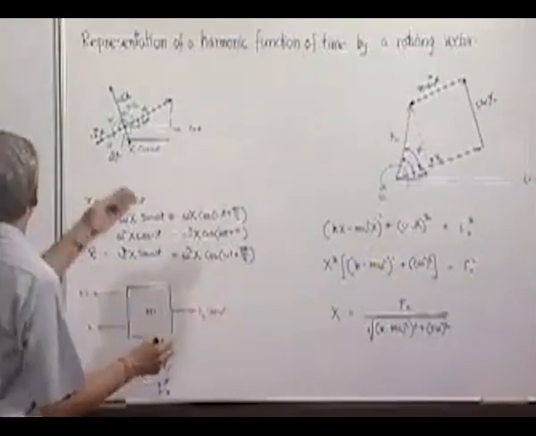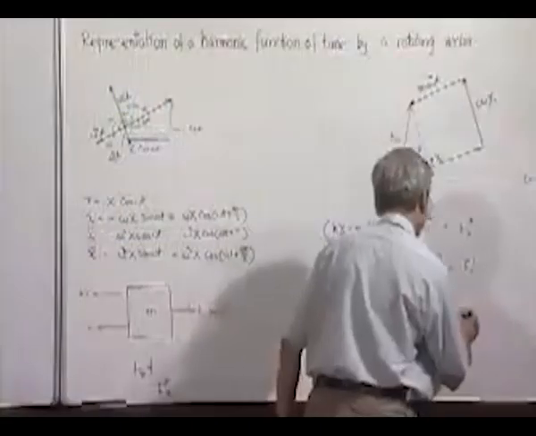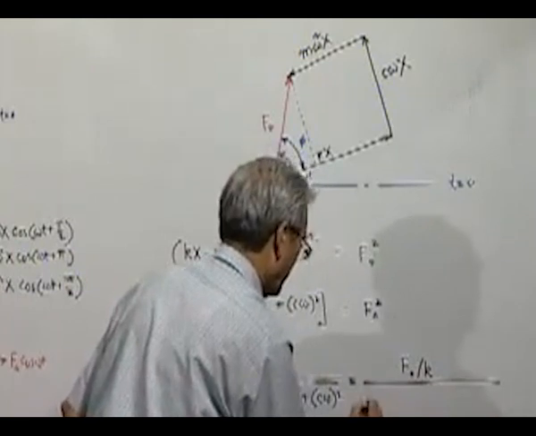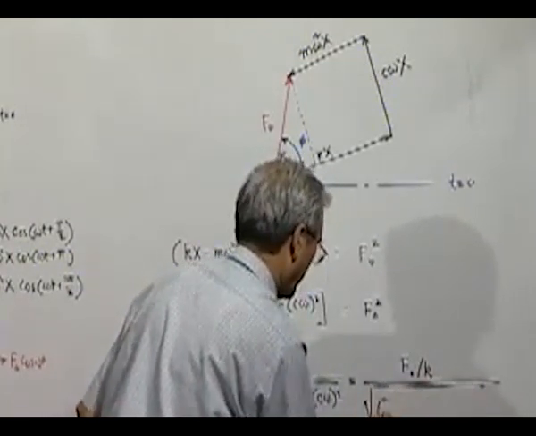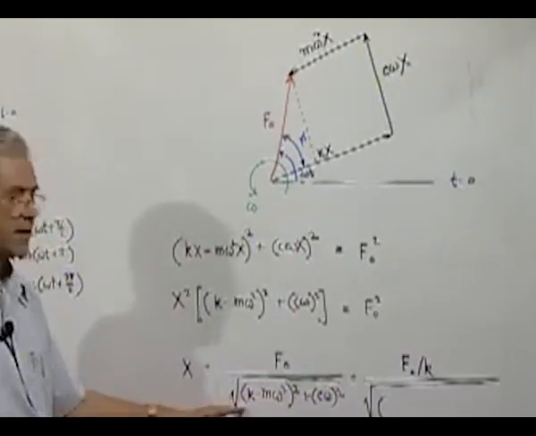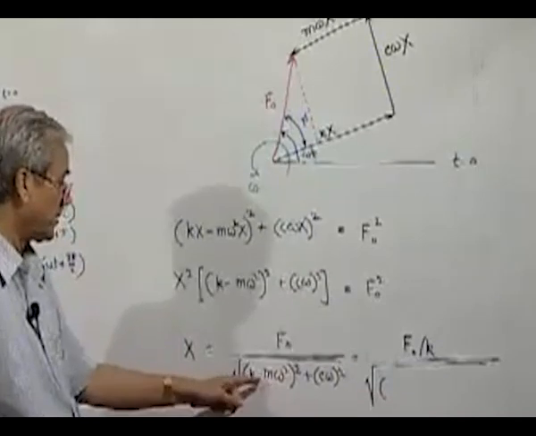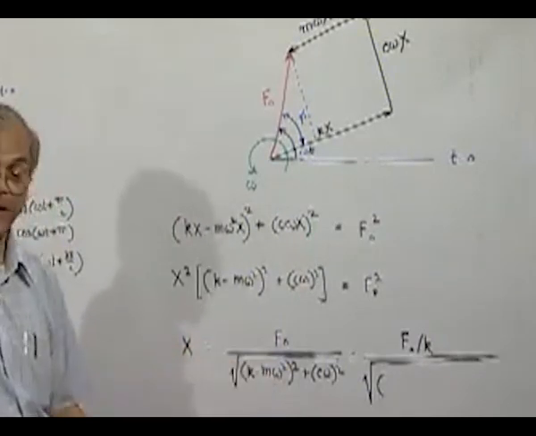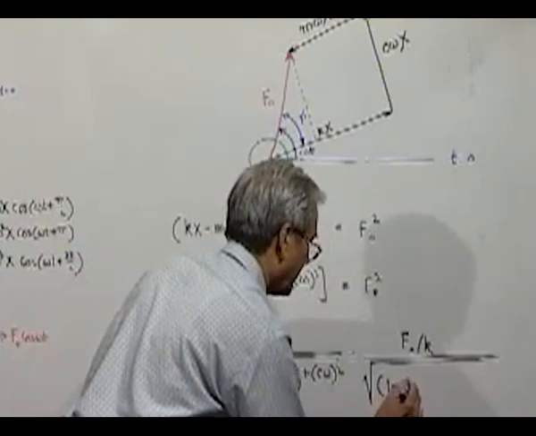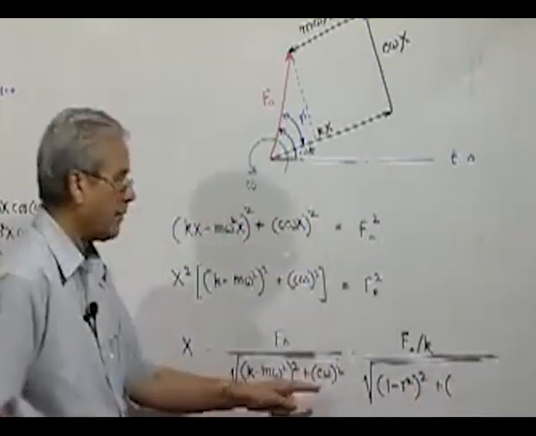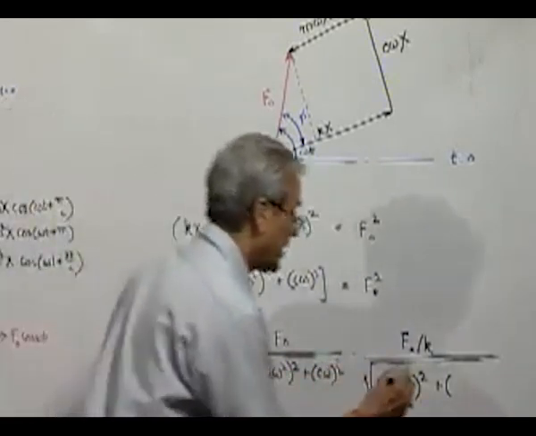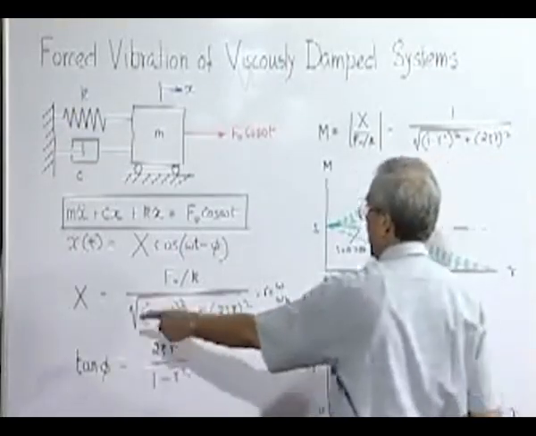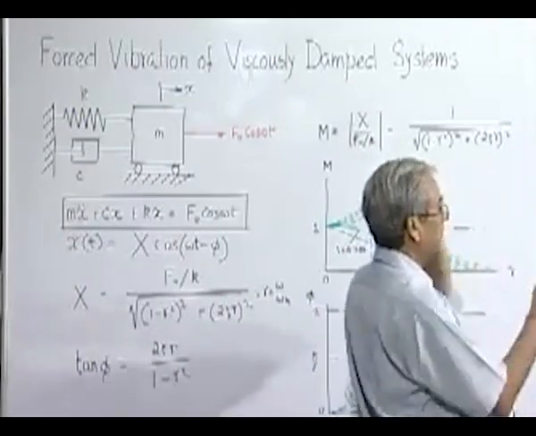Now if we divide both the numerator and the denominator by k, then when k goes inside the square root it becomes k square, and again it becomes k. So, dividing by k means 1 minus m omega square by k, which is nothing but omega square by omega n square, that is r square. Now, c omega by k we have shown a number of times is equal to 2 zeta r. So, we get the magnitude of response which we earlier got by solving the equation of motion. Here we got it directly from this diagram.